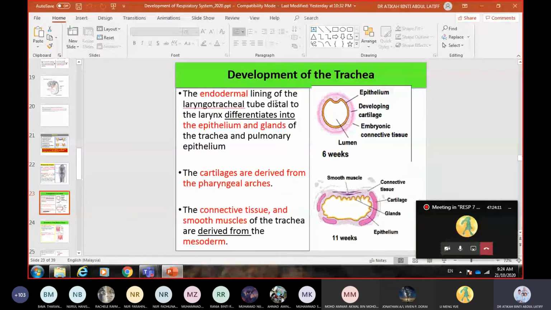Okay, so the endodermal lining as usual differentiates into epithelium and glands. Okay, the cartilages again are derived from the pharyngeal arches, and the connective tissue and smooth muscles of the trachea are formed from the mesoderm. Okay, so you can see here endoderm forming the epithelium and glands. Okay, and here cartilages from the pharyngeal arch, and the outermost layer, which is the connective tissue, coming from the mesoderm.